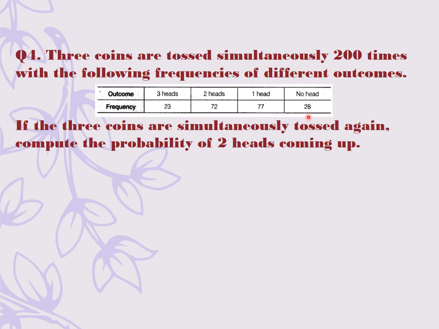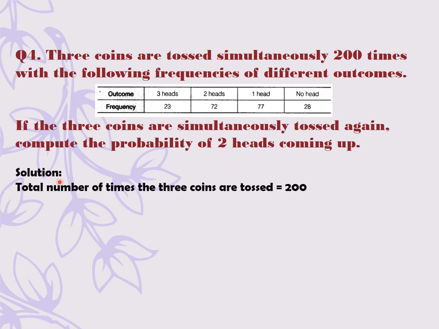From this table, we can get not only the number of heads but also the number of tails. If the 3 coins are simultaneously tossed again, compute the probability of 2 heads coming up. So let us predict what the probability of getting 2 heads will be when we toss again.